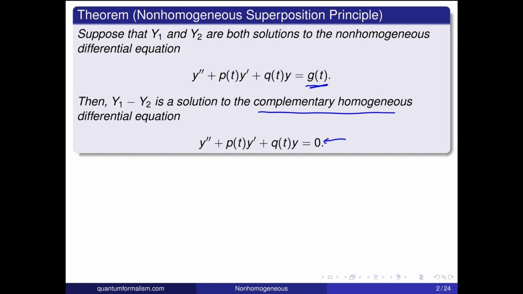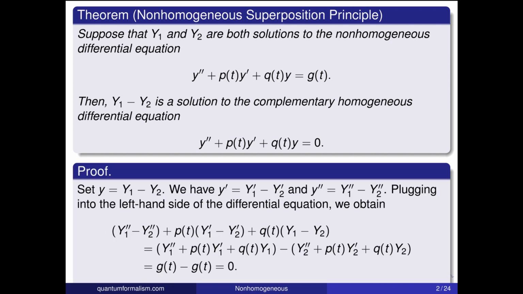Okay, and this is just because the left-hand side of the differential equation is a linear operator acting on y. So when you subtract two solutions and plug that into the left-hand side, that's the same as taking the left-hand sides with each solution plugged in and subtracting the two of those. And so you'll end up subtracting the two g of t's on the right-hand side and get 0.